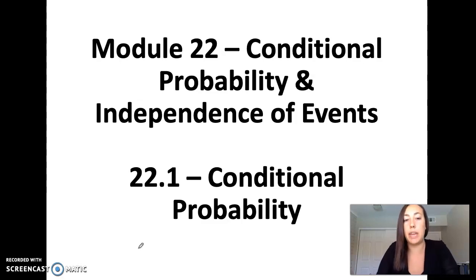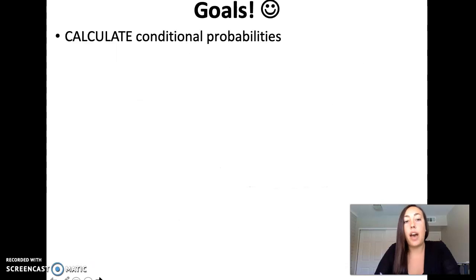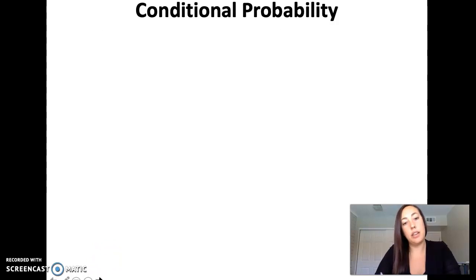Remember, it's on HMH. So we're going to start Module 22, which is about conditional probability and independence of events. And the first section, 22.1, focuses on conditional probability. So we're just going to calculate conditional probabilities today.